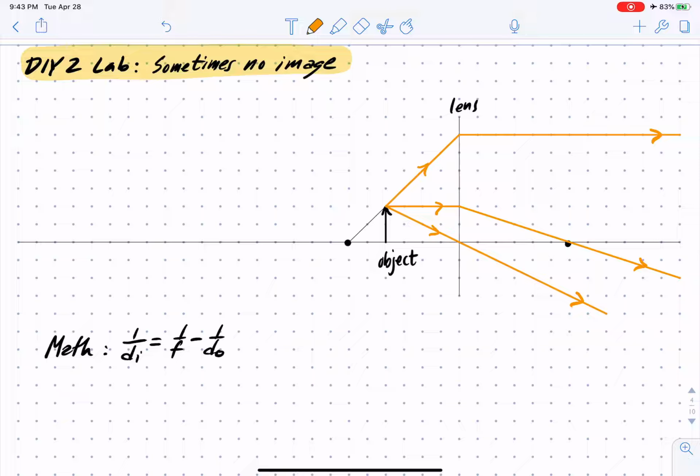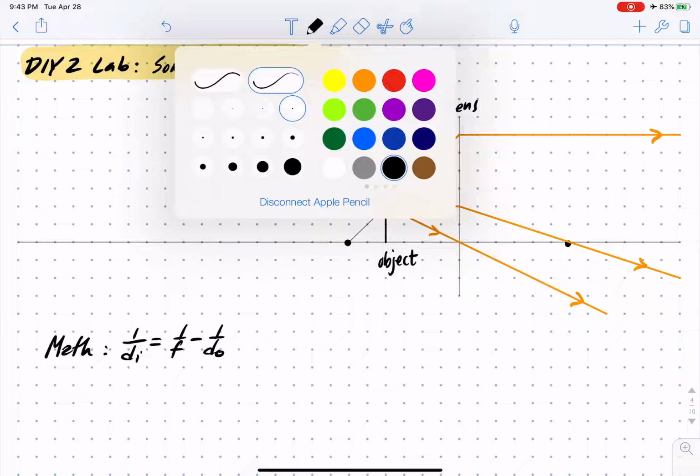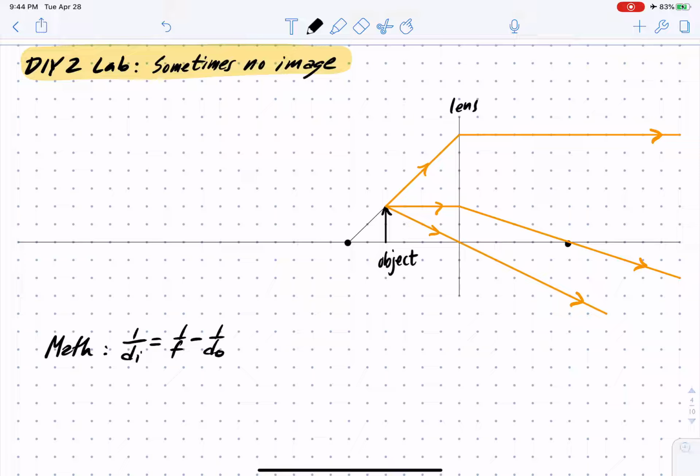Now, they don't converge on the right. They're not coming together. So if we put a piece of paper over there, we're not going to ever find an image. But they do converge on the other side. So let's follow them backwards. So we have to extend them from the lens.